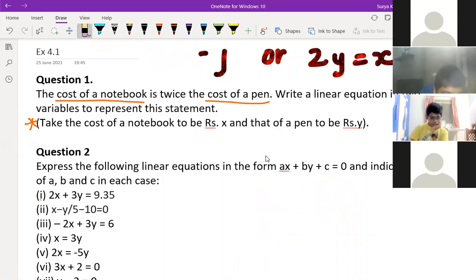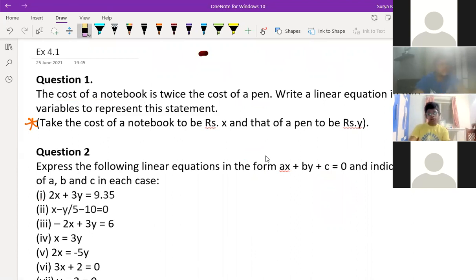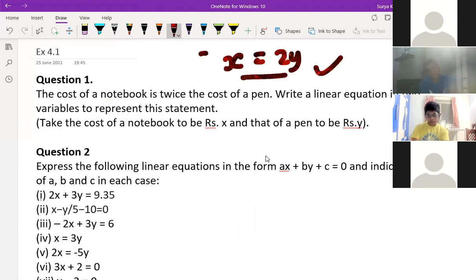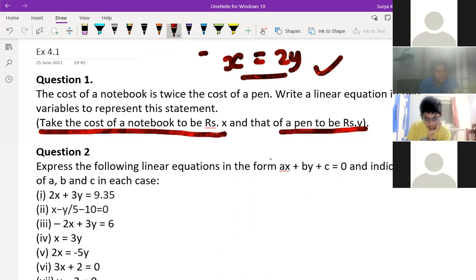Is this clear, children, what to write in this case? Yes, sir. It depends on what you are considering. But in the question they have given here, take the cost of the notebook as x. So what should you write for the notebook? x is equal to 2y. This only you should write. Understood, children? Yes, sir. Because they have already given here, take the cost of the notebook as x, and this is y. Next question.